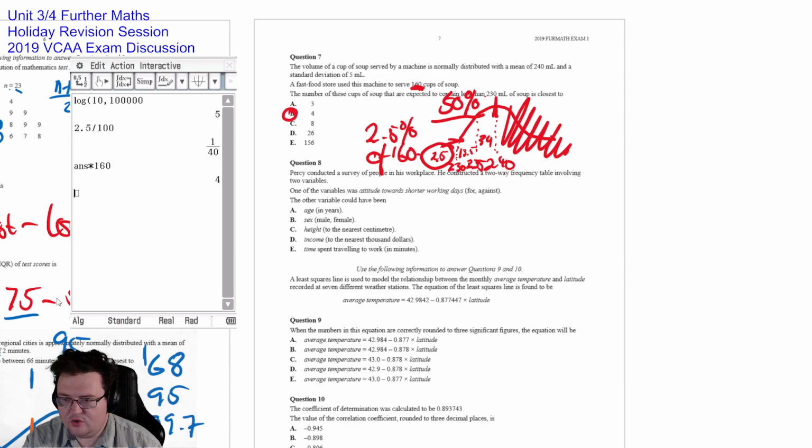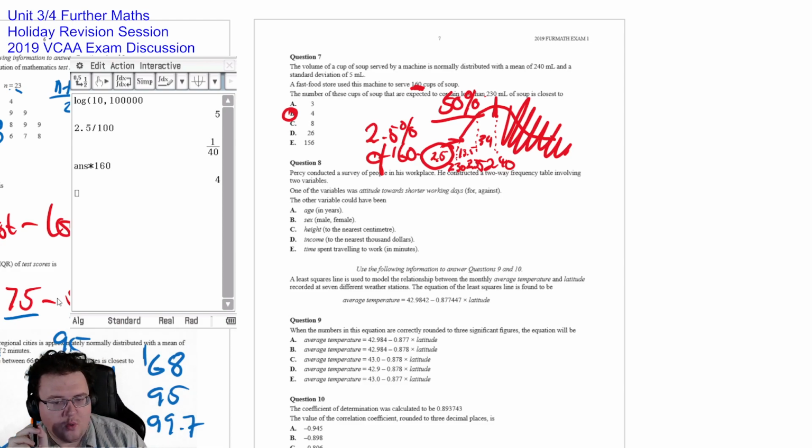The other variable could have been a two-way frequency table. A two-way frequency table generally means that you need to split it into 2 categories. Which of those has 2 categories? It's B again. They seem to like B a lot, because they've done it 4 times already out of 8 questions.